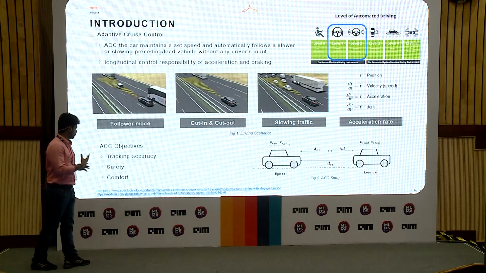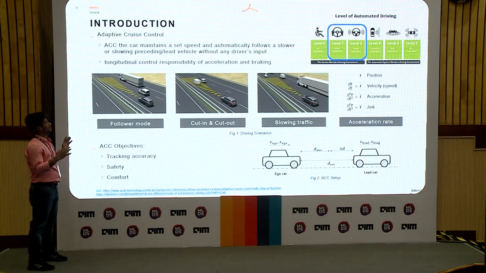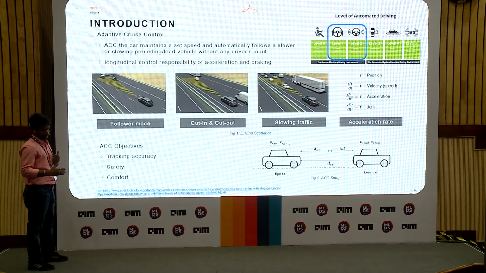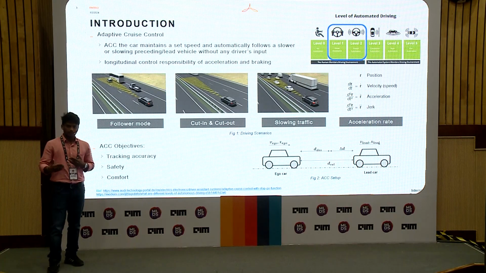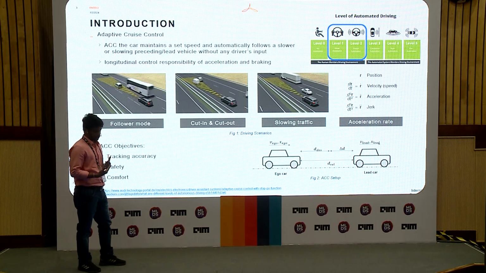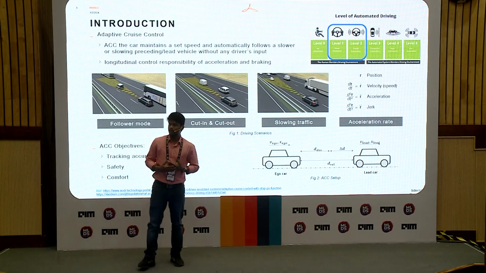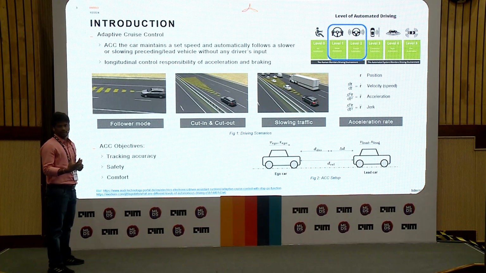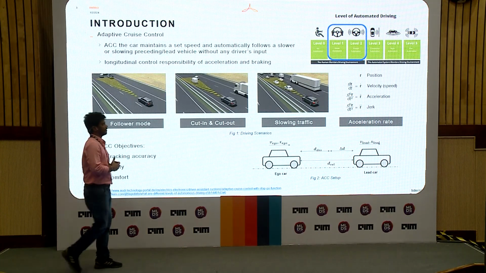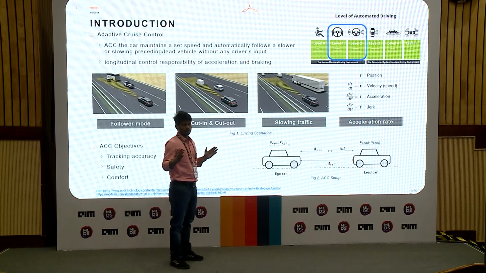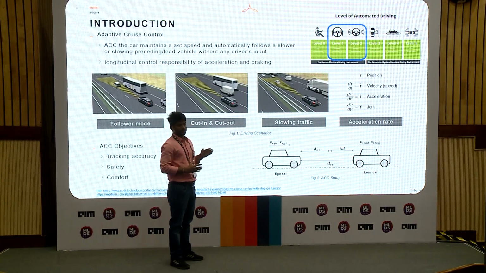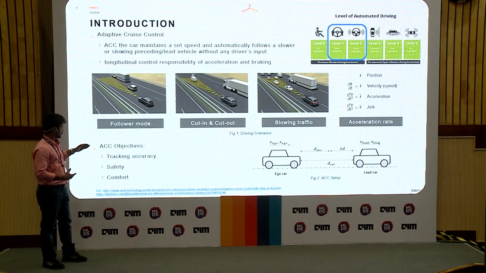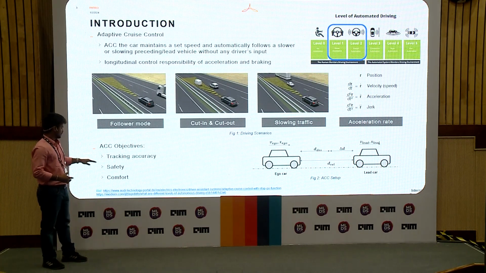Coming to adaptive cruise control, we have a simple statement like cruise control: the car maintains a set speed and automatically follows a slower or slowing preceding or lead car without any driver input. It's completely longitudinal control, like acceleration and braking, and that control has to be completely taken over by the agent now. According to SAE levels of autonomy, level 1 and level 2 come under this application. We have a few objectives for adaptive cruise control: tracking accuracy, safety, and comfort.